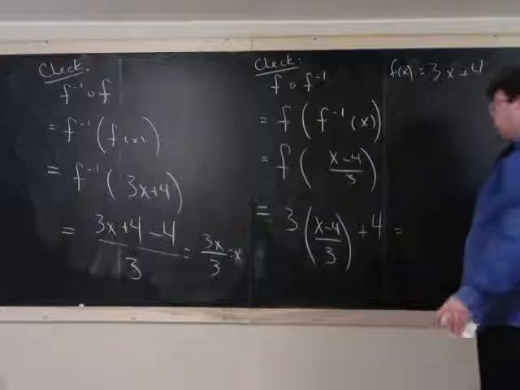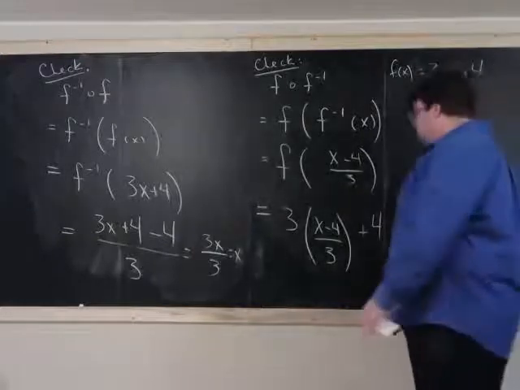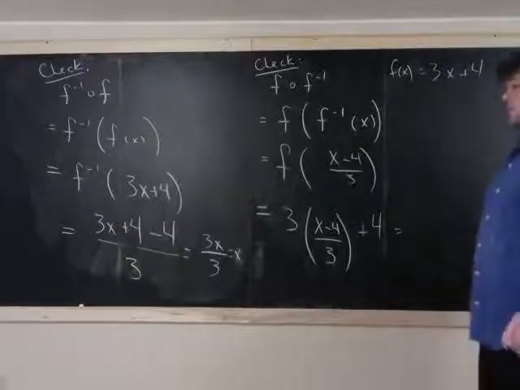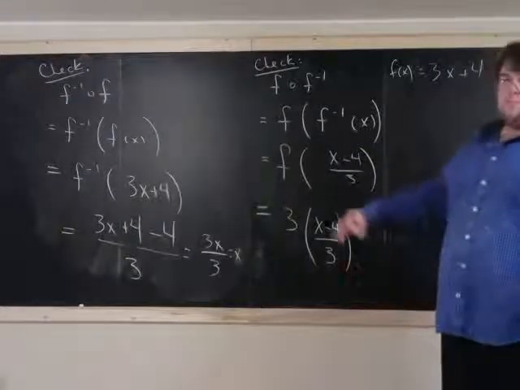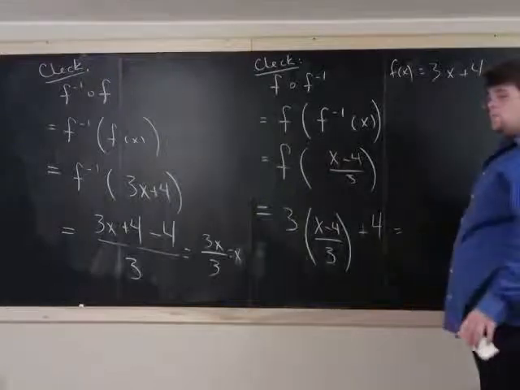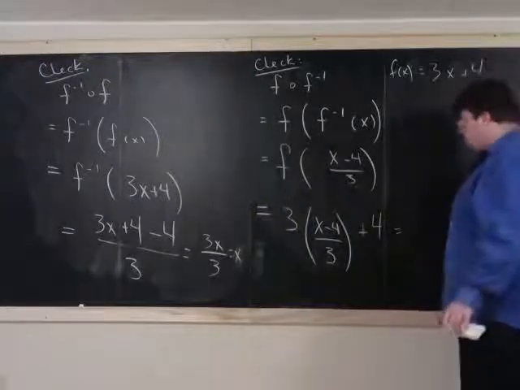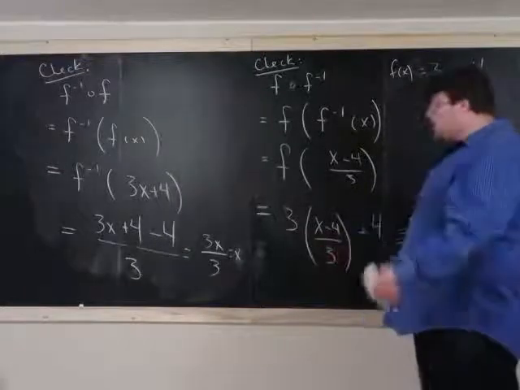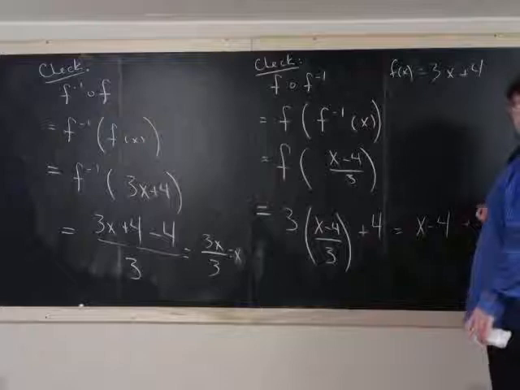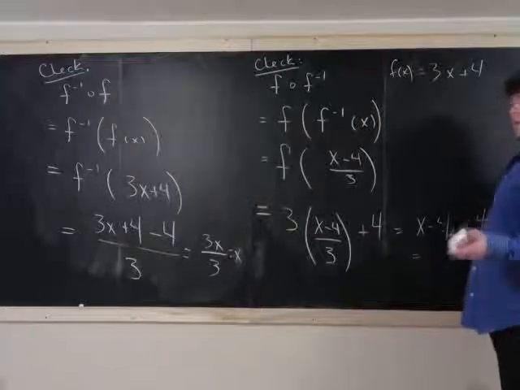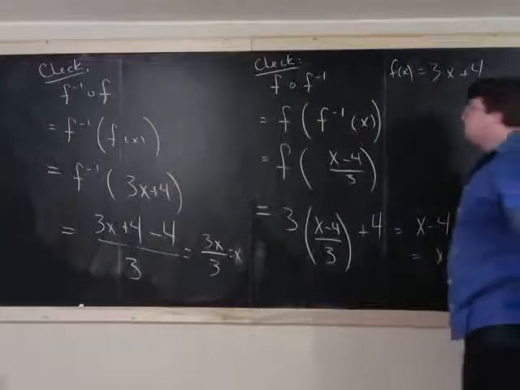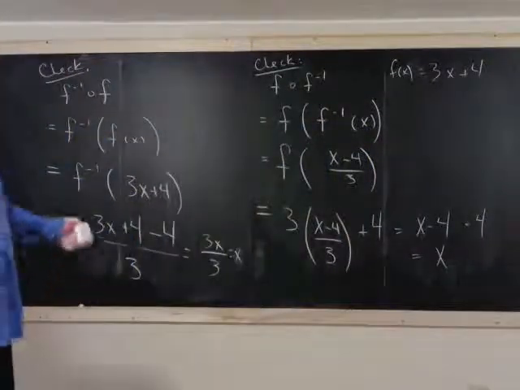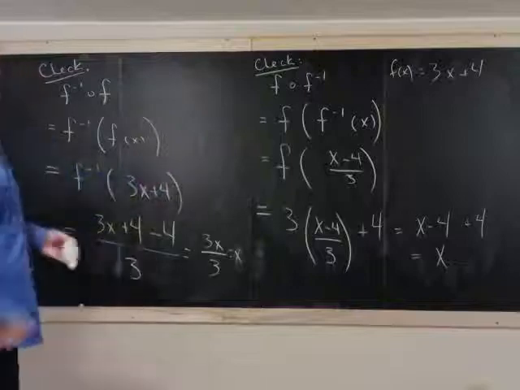There are a couple ways you could do the first step. I think the most convenient thing to notice would be that this 3 and that 3 cancel. If you multiply something by 3 and then divide by 3, that's the same as doing nothing, or multiplying by 1. So 3 over 3 cancels. You're left with x minus 4 and plus 4. Of course, the 4 and the negative 4 make 0. So right here, we've just checked that that inverse is correct by looking at the definition of the inverse.